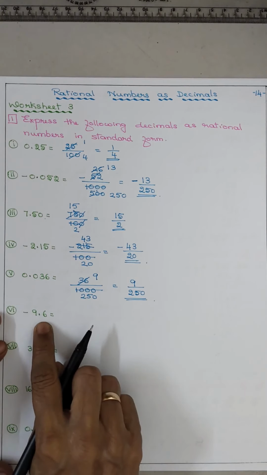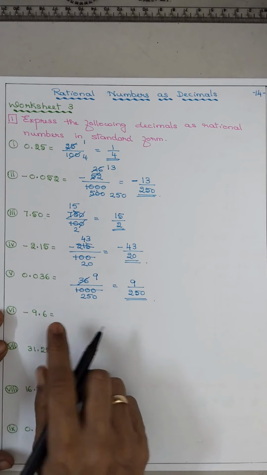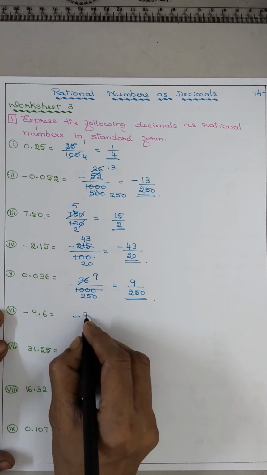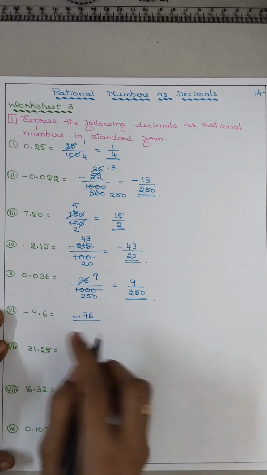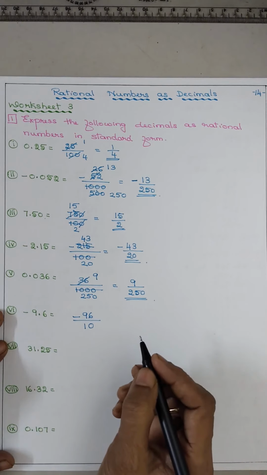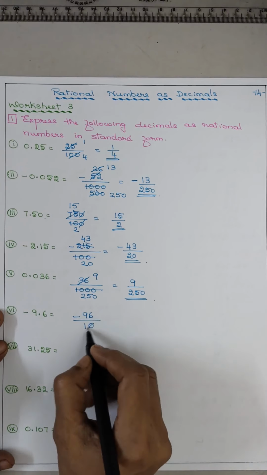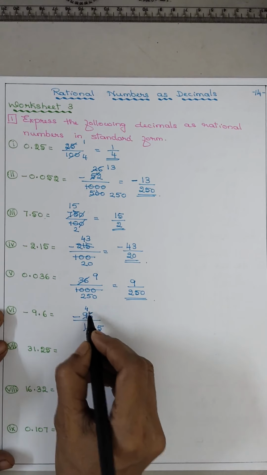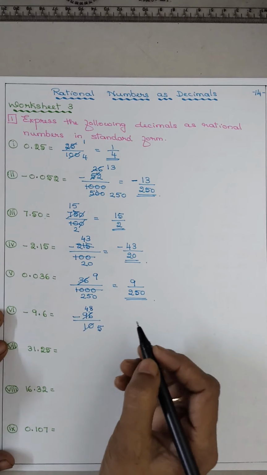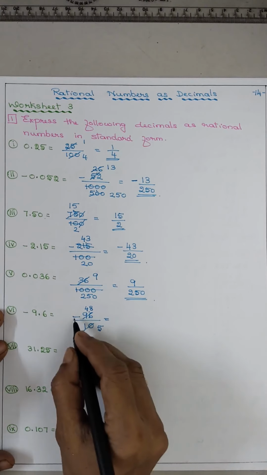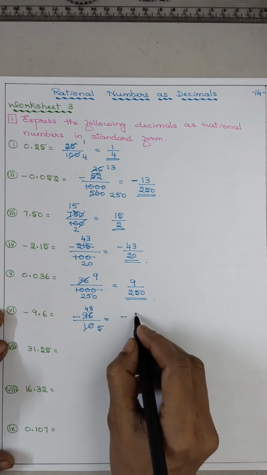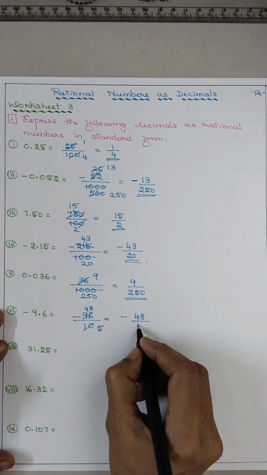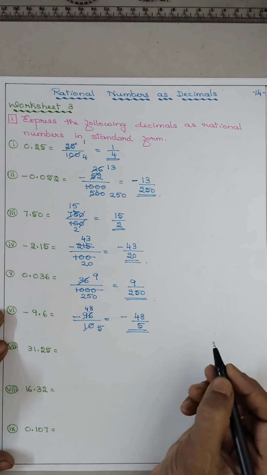Now minus 9.6: minus 96, 1 decimal, so 10. So 2 5s are 10, 2 4s are 8, 1 remains, 2 8s are 16. So it will be negative 48 by 5, minus 48 by 5.